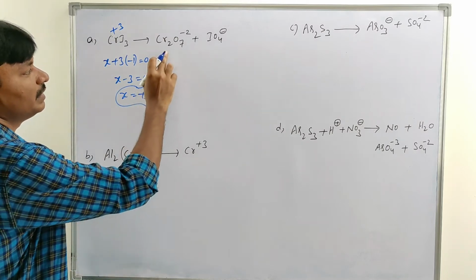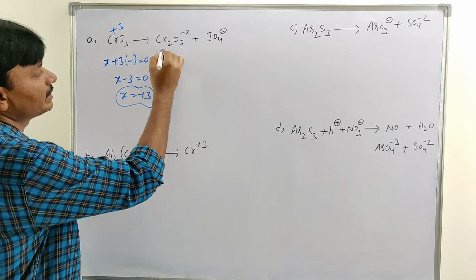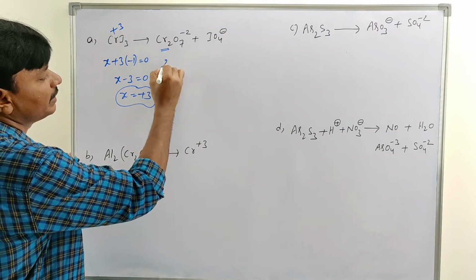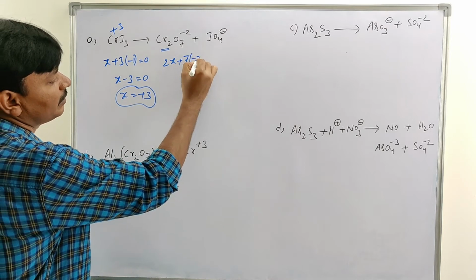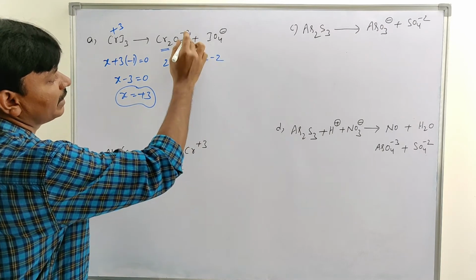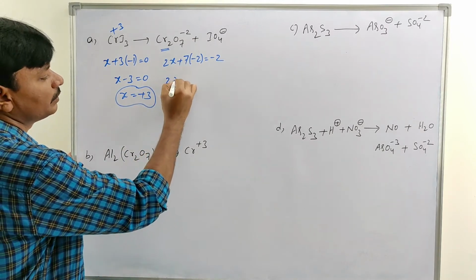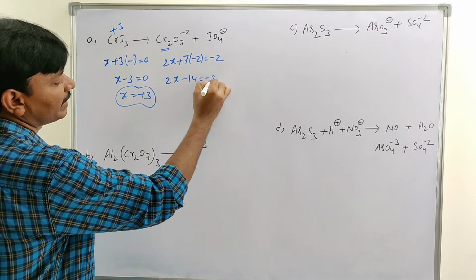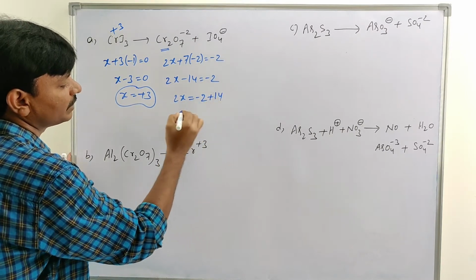Clear? In Cr2O7 2-, chromium oxidation number: here 2 chromiums are there. That's why 2 into x. 7 oxygen atoms are present, that is 7 into minus 2, and the total equals minus 2. Here there is a charge, that is minus 2 charge. Clear? 2x minus 14 equal to minus 2. 2x equal to minus 2 plus 14.